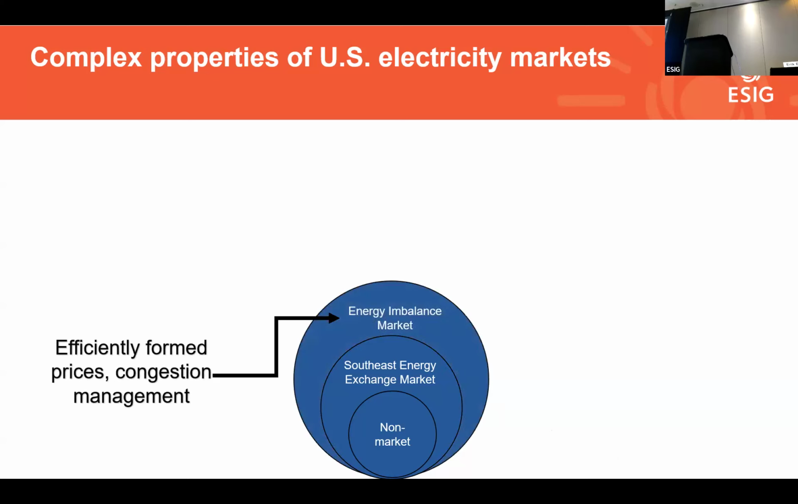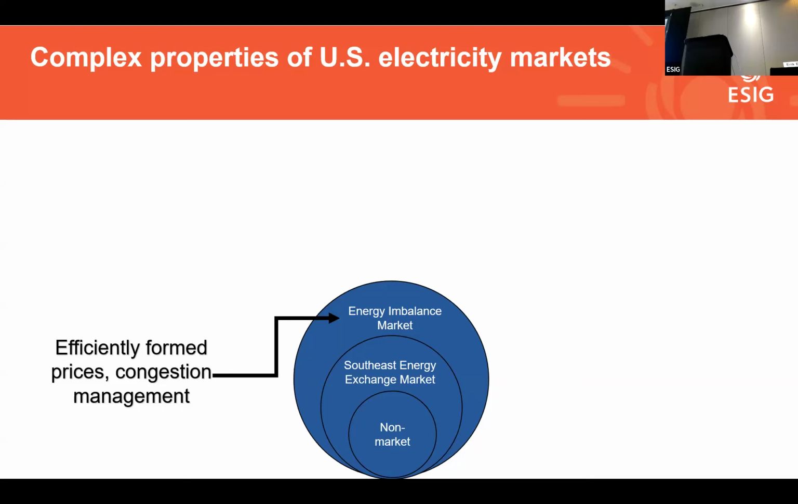With another layer up, we might have the energy imbalance market in the Western U.S., or the energy imbalance service in the West. And so this isn't an ISO or an RTO. It's really a mechanism to transact energy on a real-time basis to balance out any deviations that are happening between when the transactions were first settled and what's happening in real time. So these are efficiently formed prices, so that's another layer up, and a mechanism for managing congestion within those regions. But again, it's a very small amount of transactions happening.